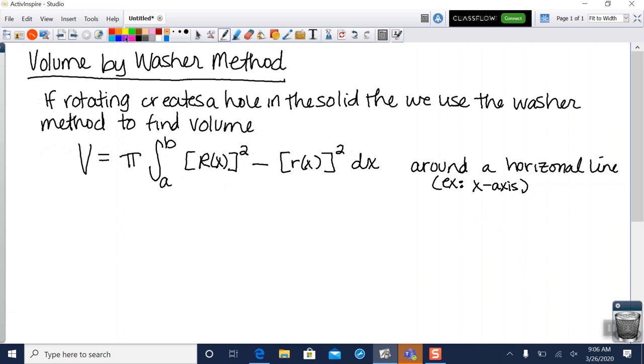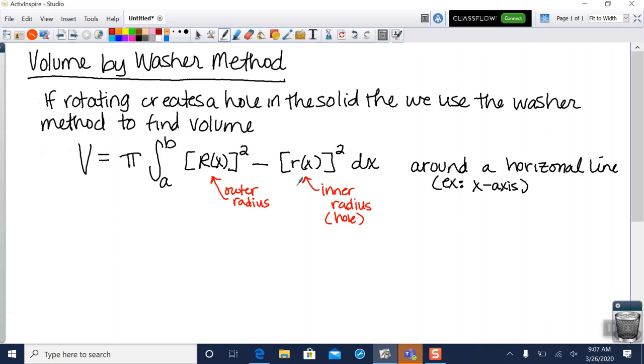Okay, remember that we use capital R of x. This is for the outer radius. And lowercase r is what I'm going to use for the inner radius function. This one is what's creating the hole. And so this is the generalized equation that we would be using to find the volume.